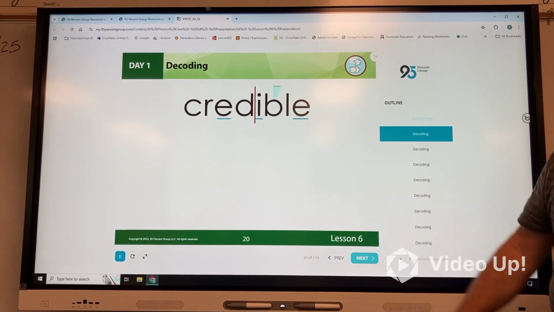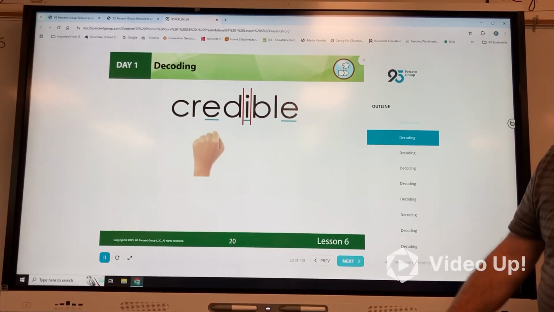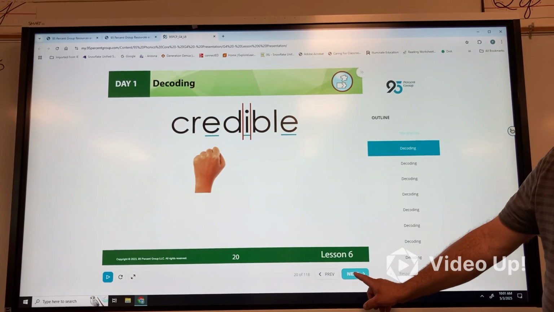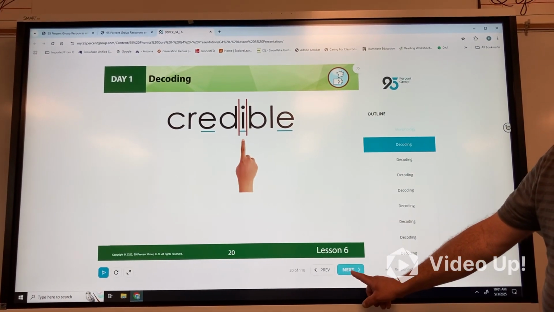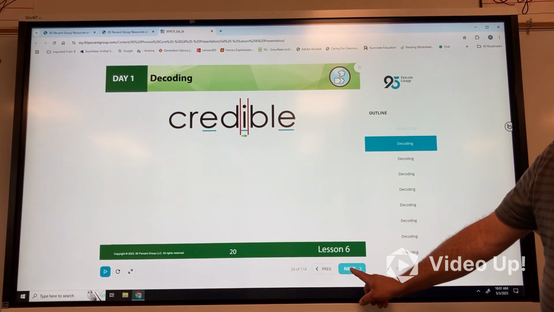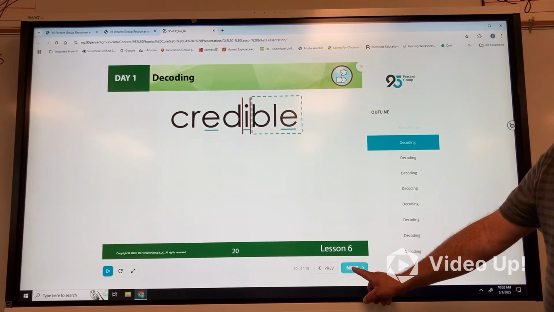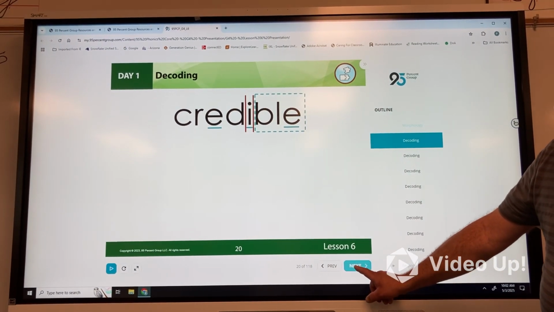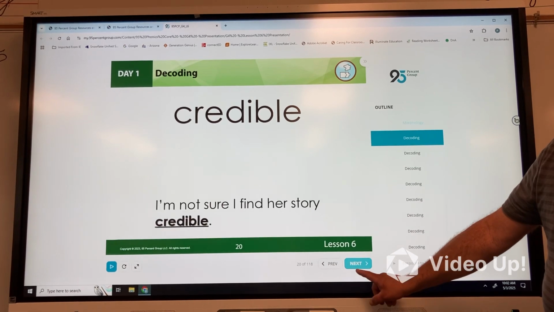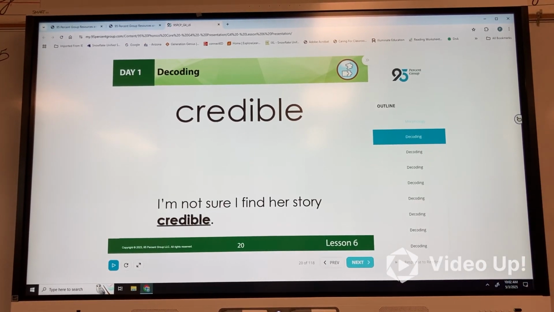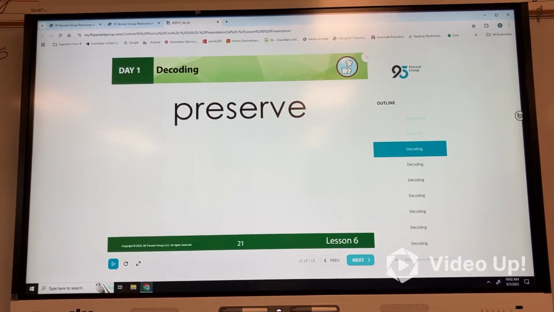In credible, there is a short or closed vowel sound, and then you have your ble ending. So they're symbolizing cred with a closed fist. They're symbolizing the i sound with one finger, and then they're showing the ble sound by using a square or a box to illustrate that sound. Then we have the kids read the whole word together. So they would say credible, and then we do an example sentence: I'm not sure I find her story credible.